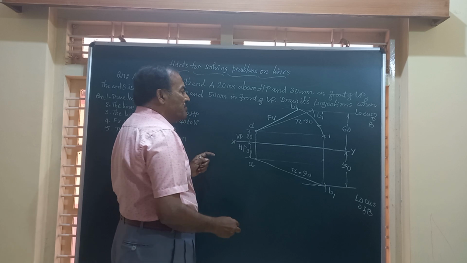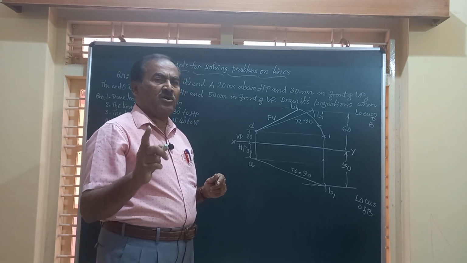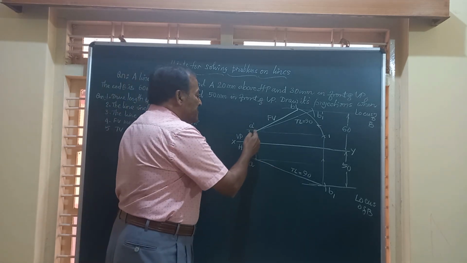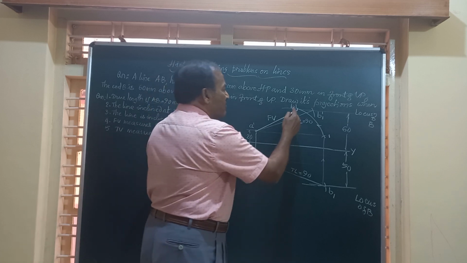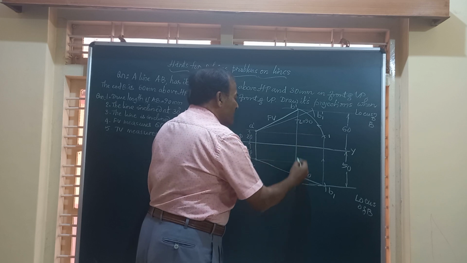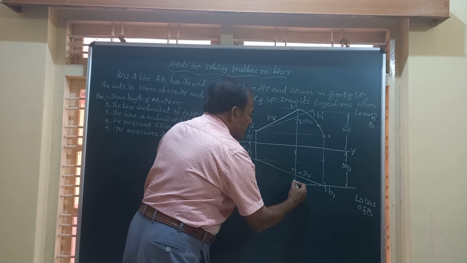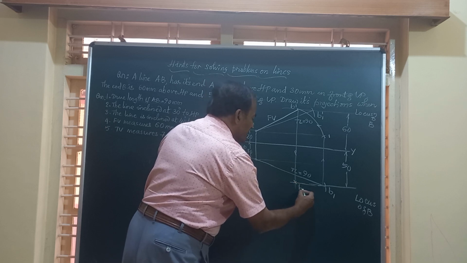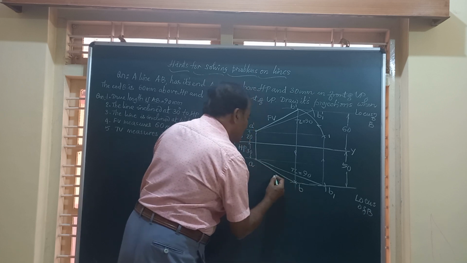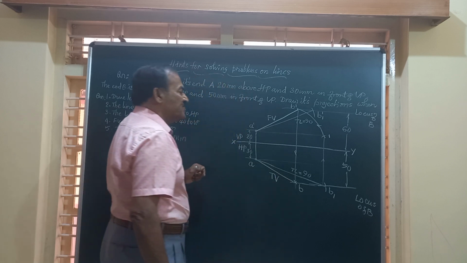And friends, remember, the front and top views of a given point lie on a vertical line perpendicular to this XY. A dash and A lie on a vertical line. We have B dash. Now draw a vertical line from B dash downwards to intersect the locus of B at the point B. So if we join A and B, you get AB. AB represents the top view of the line.